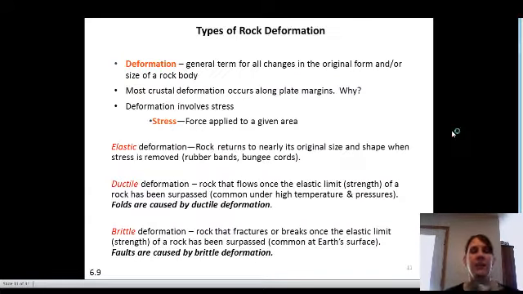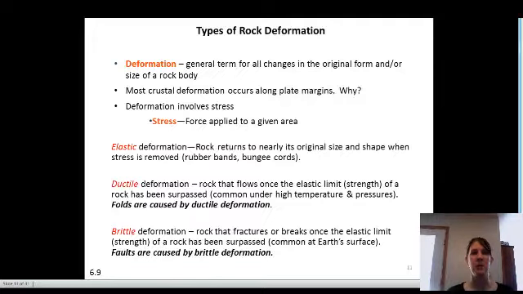So what is rock deformation? Deformation is a general term for all the changes in the original form of a rock body. So anything that changes a rock from its original form is a deformation. Most crustal deformation occurs along plate margins. And why does that happen? Most crustal deformation occurs along plate margins because that's where you start to get forces acting on the rocks, which create the deformation.